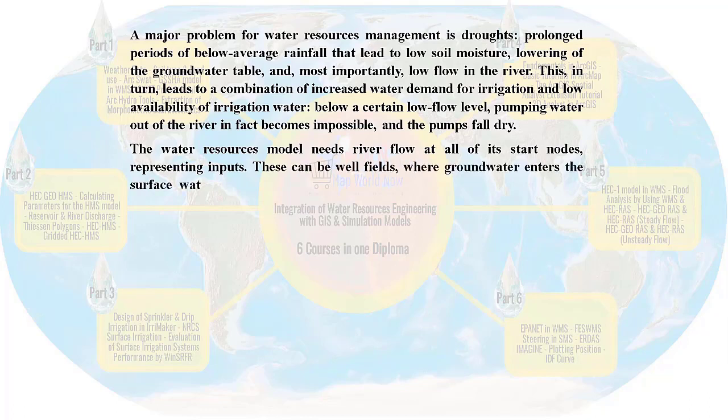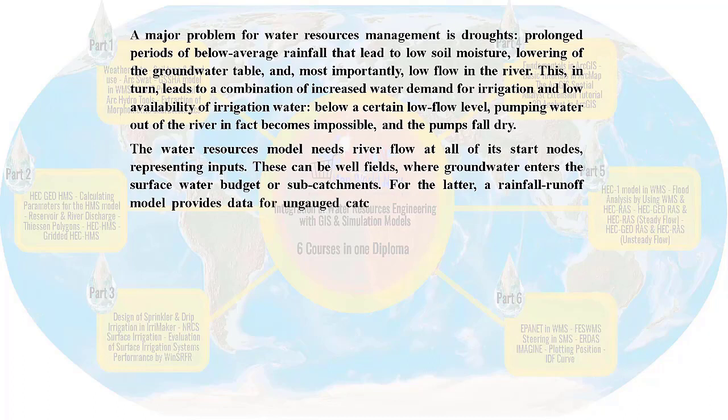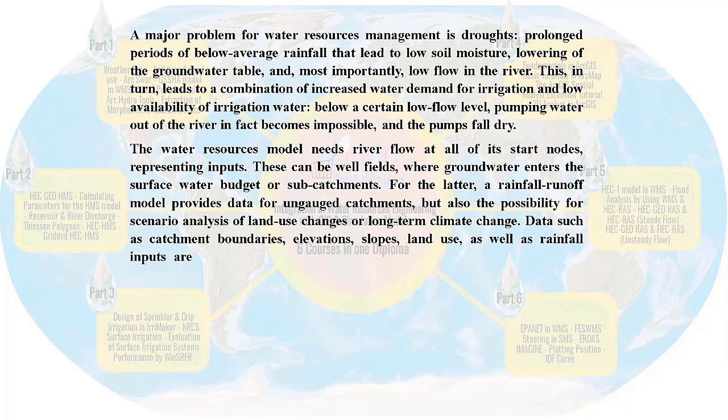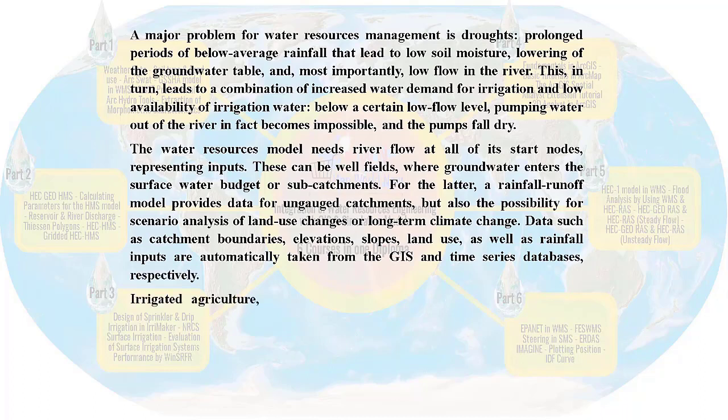These can be well fields, where groundwater enters the surface water budget, or subcatchments. For the latter, a rainfall-runoff model provides data for HEC-GeoHMS, but also the possibility for scenario analysis of land use changes or long-term climate change. Data such as catchment boundaries, elevations, slopes, land use, as well as rainfall inputs are automatically taken from the GIS and time series databases, respectively.